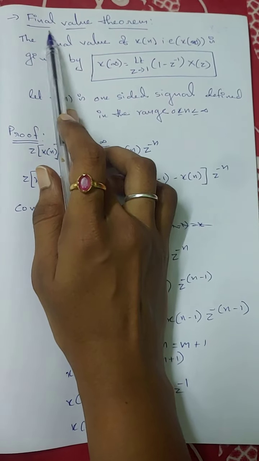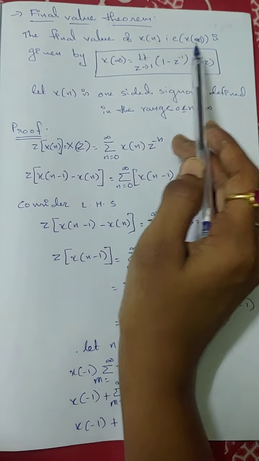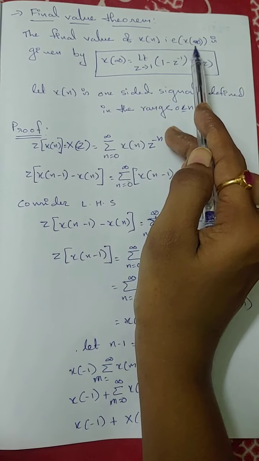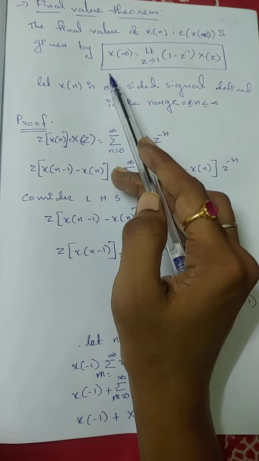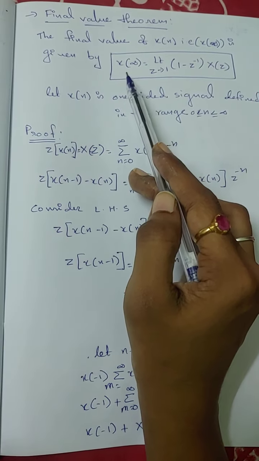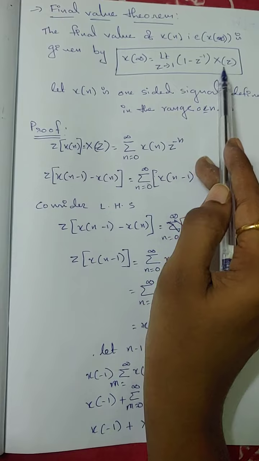So in this video I am going to explain the final value theorem. Here the final value of x of n is infinity. Initial value is 0 and final value is infinity. So the statement for the final value theorem is x of infinity is equal to limit z tends to 1 of (1 minus z inverse) X of z.